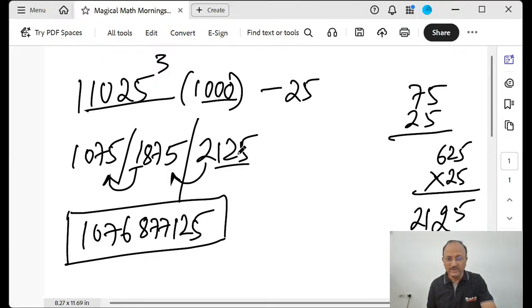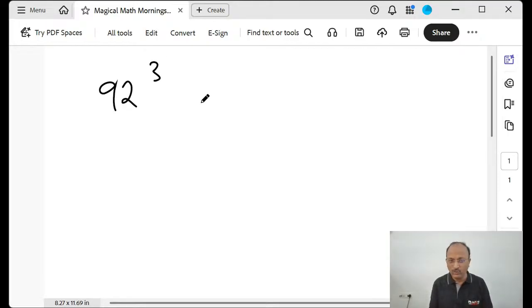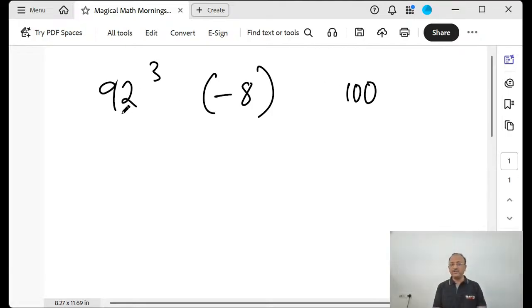Now let's do it when the deviation is negative, lesser than 100. Okay, let's take 92 cube. We want to find out what the deviation is. It is -8. The base is 100 and 92's deviation from 100 is actually -8. It is lesser than 100. So what we do is take the same -8 from 92, 92 minus 8 is 84, and again minus 8 is 76. This will make the first part.